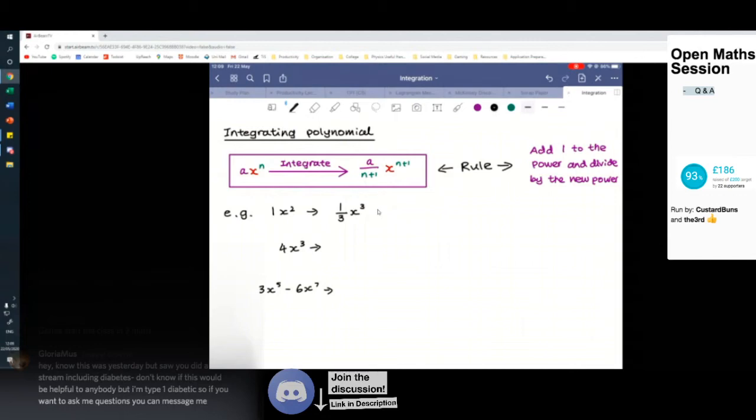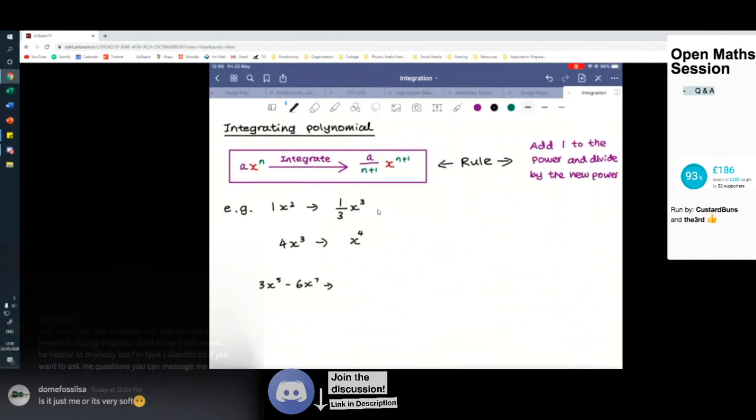Now doing the second example, let's just write down the 4 first. Okay, so we have x, we add 1 to the power, it was 3 before, and now it becomes 4, because 3 plus 1 is 4. We then divide by the new power, which is 4. We know that 4 over 4 is actually just 1, and we know that once the coefficient, the number in front of the x, is just 1, then we can just ignore that. So this actually integrates quite simply to x to the power 4.